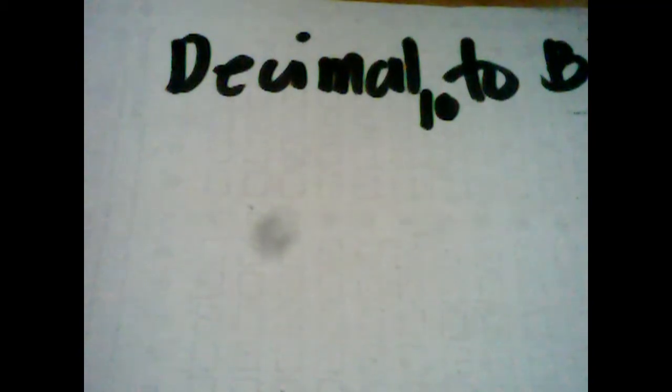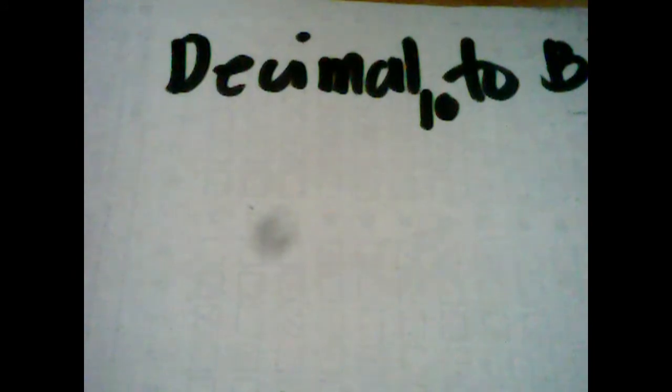Let me remind you the steps, which is the given will be divided by 2 until the quotient becomes 0. We get the remainder, we identify the most significant bit, and we identify the least significant bit. So we are going to write the remainder from bottom to top, or from last digit to the first digit.